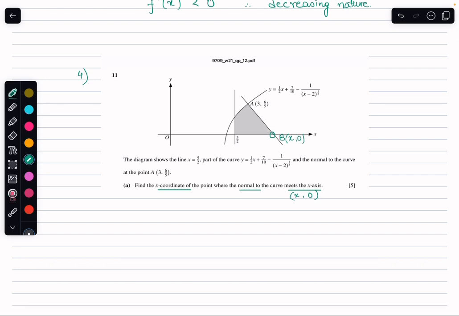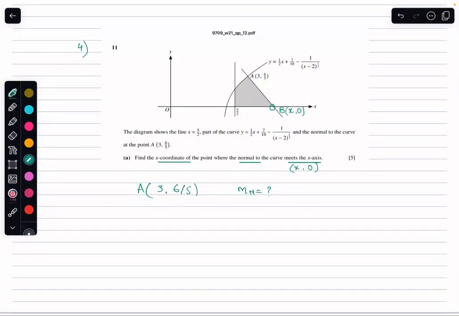For that, to do some mind mapping, we should know that to get the point B, the first thing is to have the equation of the normal. To get the equation of the normal, we know that the normal is at the point A with coordinates (3, 6/5). The other thing that I need is the gradient of the normal. The normal is on the curve with the equation y equals 1/2 x plus 7/10 minus 1 over (x minus 2) to the power 1/3.